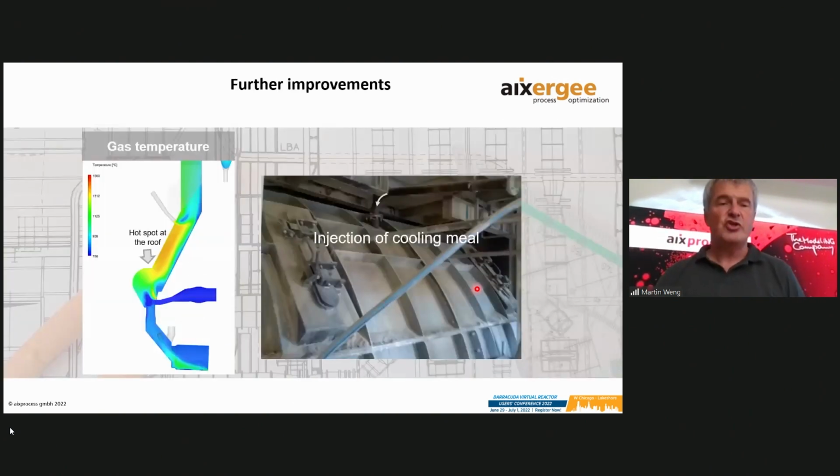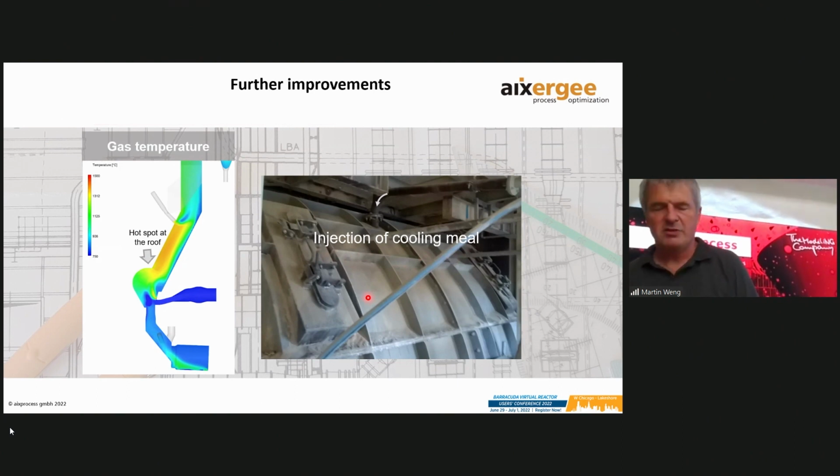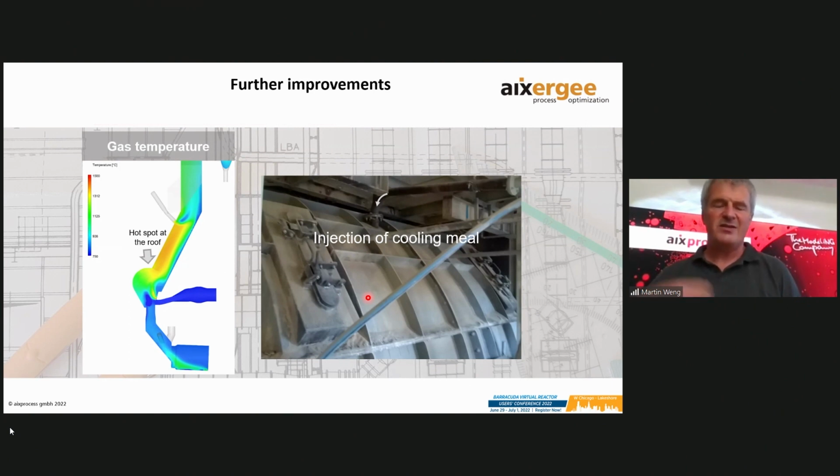There have been some issues. We experienced some hotspots at the roof of the combustion chamber, which could easily be solved by injection of cooling meal. That is rather typical, or rather normal, in the cement industry. If they detect a hot spot, they use a bit of cool meal and inject it. These are minor retrofits done at the next revision, so not really a failure of the design that we did.